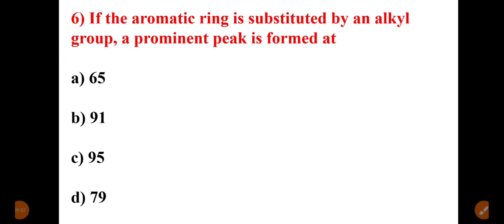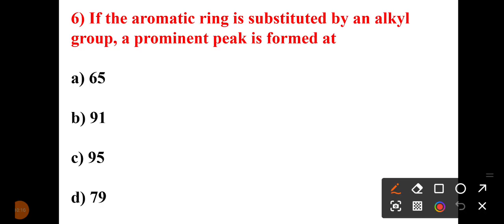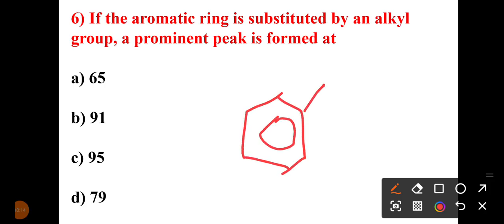The next one: if the aromatic ring is substituted by an alkyl group, a prominent peak is formed at. Very simple question. They have just asked it in a slightly twisted way. You just have to remember that the aromatic ring is present and it is substituted by an alkyl group, right? So here the aromatic ring is substituted by any kind of alkyl group, or you can say just R. Okay, so what is the prominent peak that is formed?